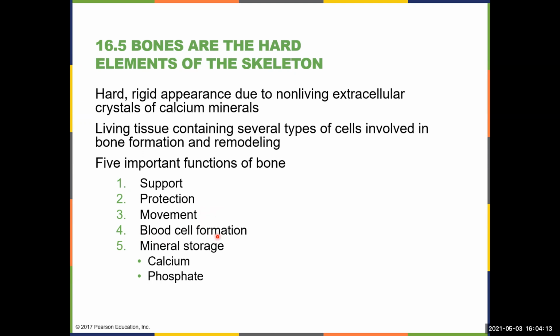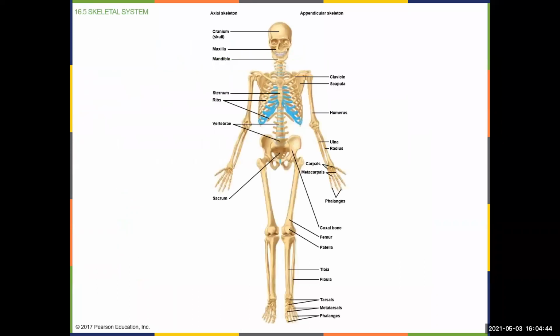It's also important for blood cell formation. The bone marrow actually makes all of the different blood cells that are within our circulatory system. And it's really important for mineral storage. Our bones will store things like calcium and phosphate. If there's too much calcium in our blood, that calcium will be absorbed by our bones and stored. And if we need calcium, then our bones will release that calcium back into our bloodstream. So, five important functions that our skeletal system is responsible for.